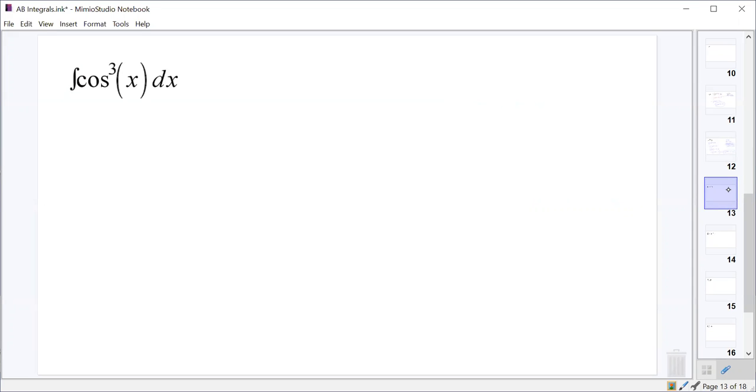Let's take a look then at another one. Cosine cubed x dx. Any thoughts there on that one? First thing we want to look at anytime we're doing an integral is there just a rule for cosine cubed on our integral formula sheet? No, there's not, okay? So no just rule for cosine cubed, which means we're going to have to do some sort of rewriting or u substitution or both.